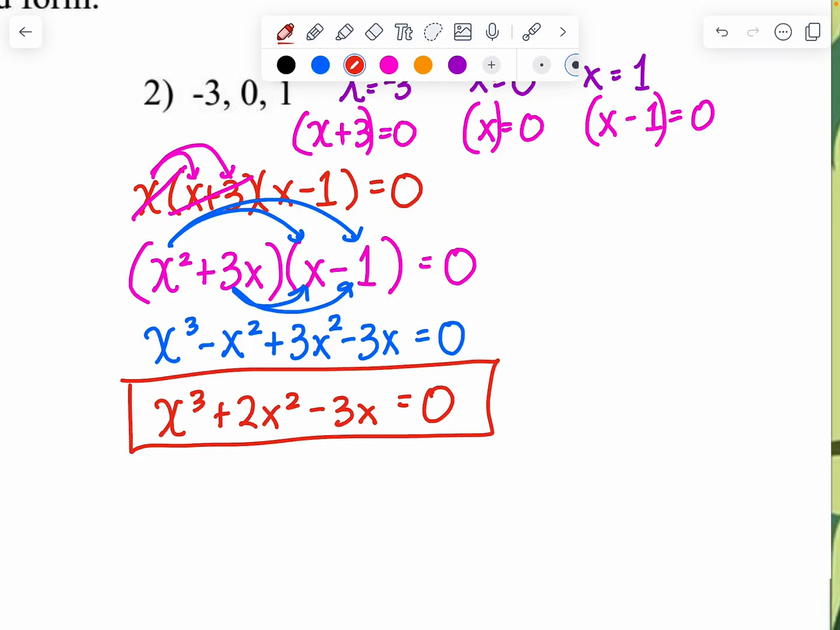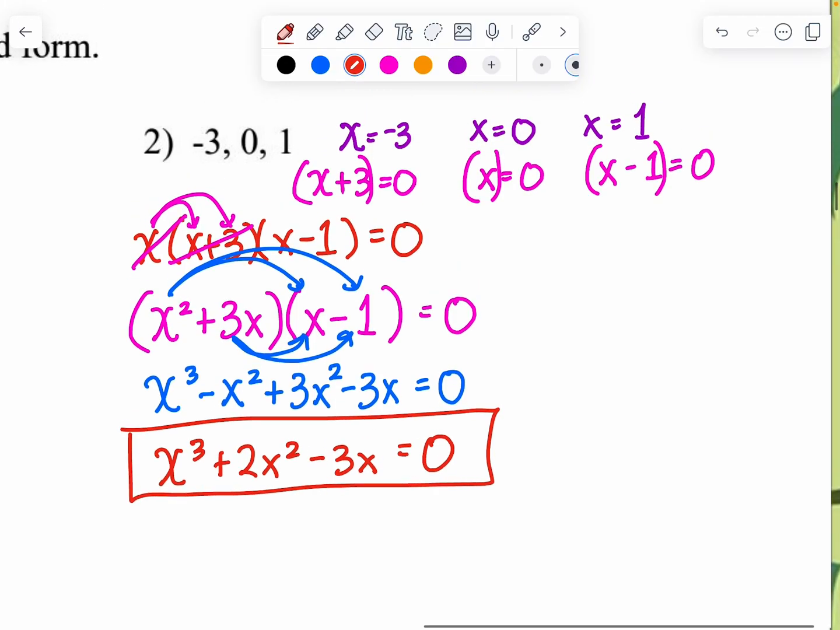And again, I'd like you to pause the video and graph this in Desmos and see if you see a cubic that crosses the x-axis at 3 different places that you can see at x equals negative 3, x equals 0, and x equals 1. All right.